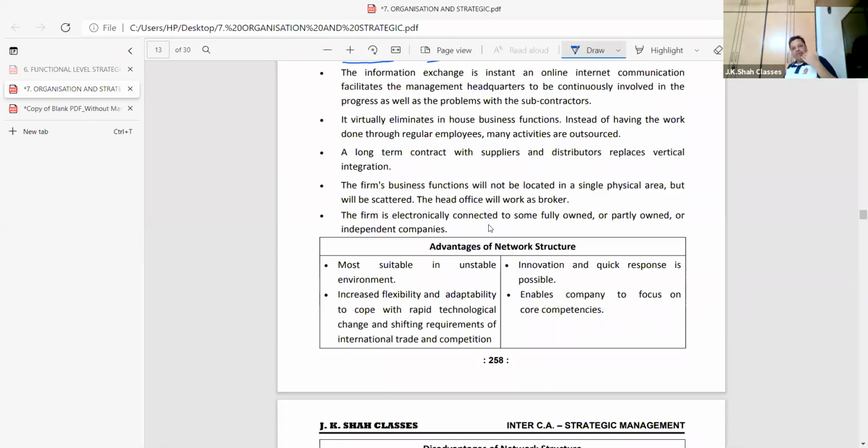So Park Avenue, bacha, imagine Allen Solly, imagine some other brand. They will not start the factories. They will tell others to make for them. Increased flexibility and adaptability to cope with the rapid technological change and shifting requirements of international trade and competition. Innovation and quick response is possible. Why? Because beta, you are just monitoring what's happening and what changes are there, you're telling it to those particular people who are doing the work for you.